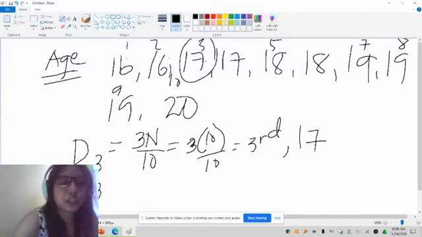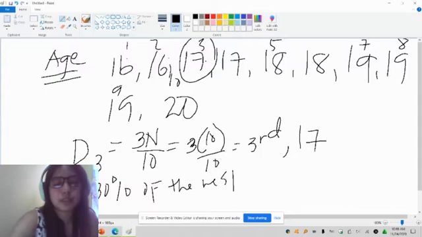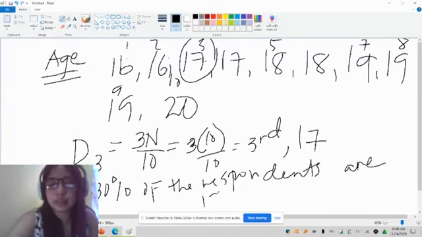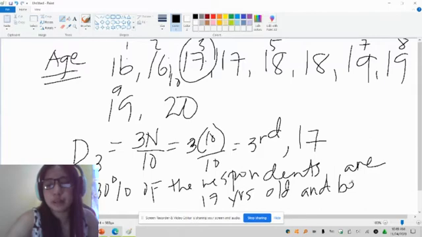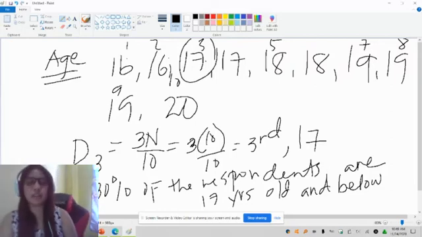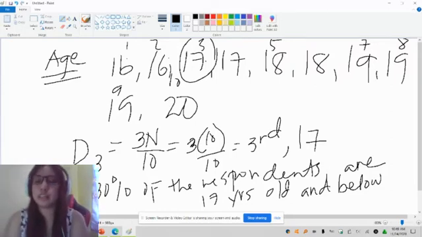And what is the interpretation of this? 30% of the respondents are 17 years old and below. While again, if we consider the upper 70%, then 70% of the respondents are 17 years old and above. So that is how to compute for decile. You can also compute for D sub 4, D sub 5, D sub 6.